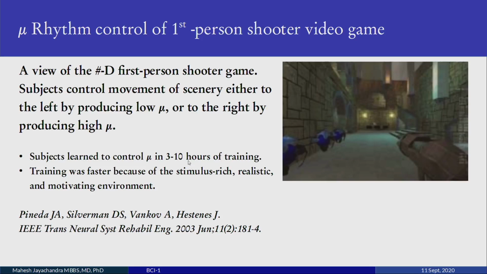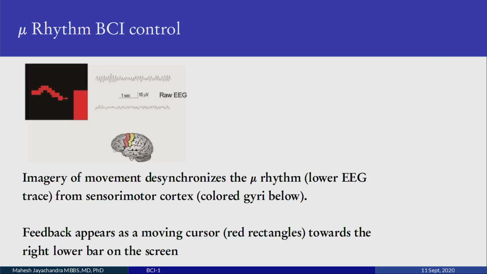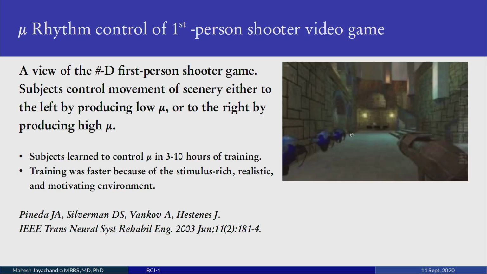No weeks, but hours. And the consensus is the training is faster because the environment is stimulus rich, realistic, and it's motivating. You're moving, you're shooting, you're killing demons. It's better than this. This is so bland compared to this. So future stimuli paradigms would probably use stimuli like these, where it's realistic and you'll train much faster.